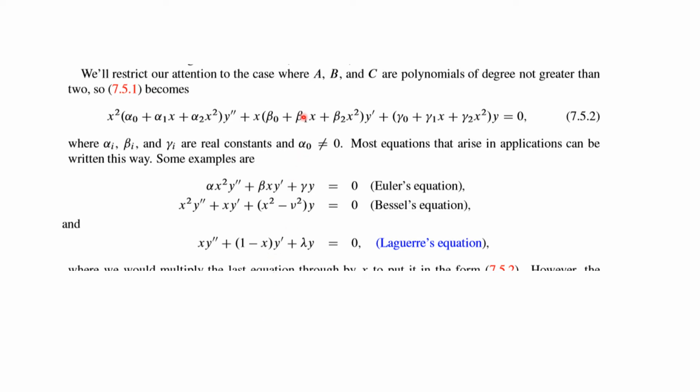we're going to restrict our attention to the case where the a, b, and c functions are polynomials of degree not greater than 2. So that means I have coefficients of alpha going up to degree 2, coefficients of beta going up to degree 2, and coefficients of gamma going up to degree 2. And alpha, beta, and gamma are all constants, and alpha 0 does not equal 0.